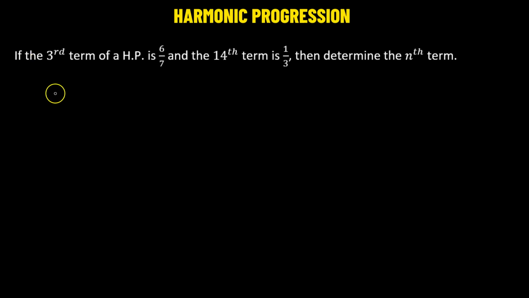So here it's given that we have the third term of our HP with a value of 6/7 and the 14th term is 1/3. We need to determine the nth term of the given harmonic progression. So let us begin. We'll first state whatever is being provided to us.